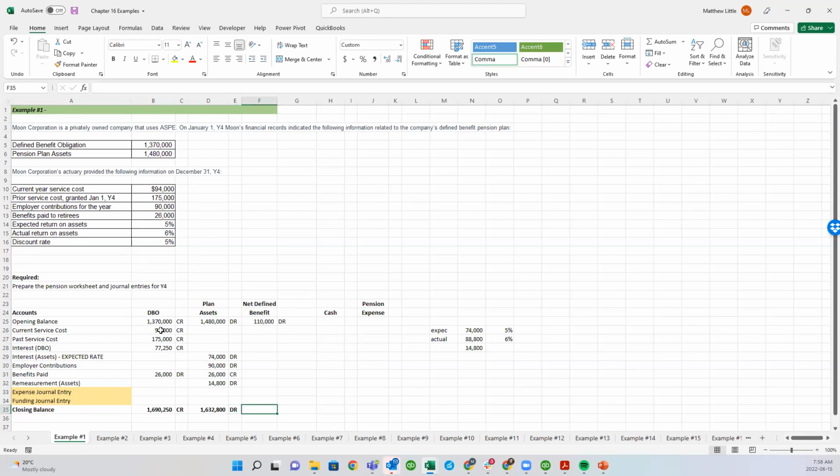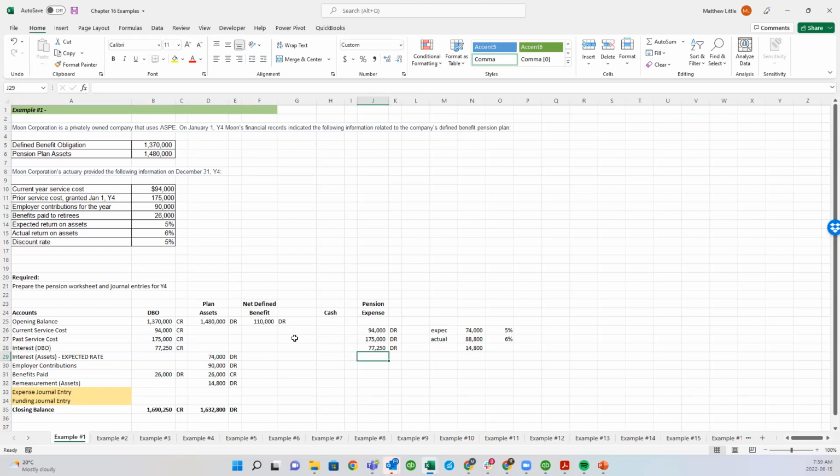Let's move it across. Now we want to make sure every row is a balanced entry between the different components. So the current service cost we already talked about becomes part of our pension expense. Therefore, it is a debit to pension expense and a credit to the obligation. Our past service cost is also part of our pension expense. So it'll be a debit to pension expense. Our interest on the obligation is a debit to pension expense. So we've got all these lines in balance.